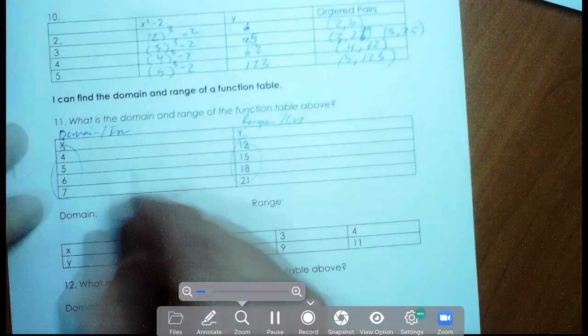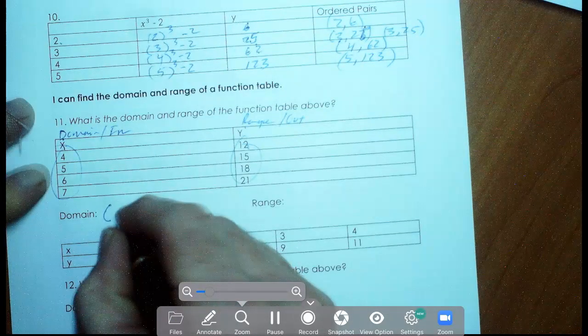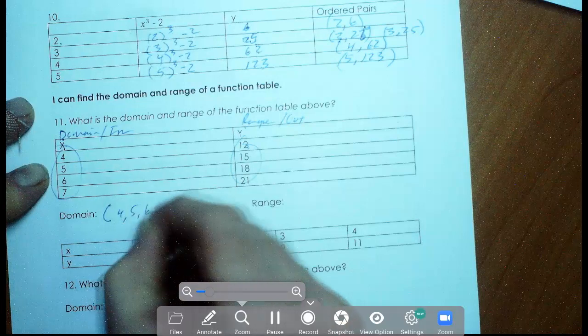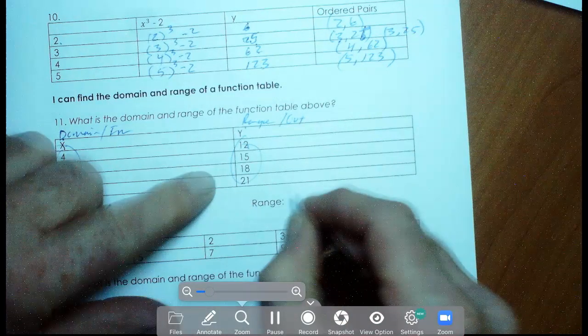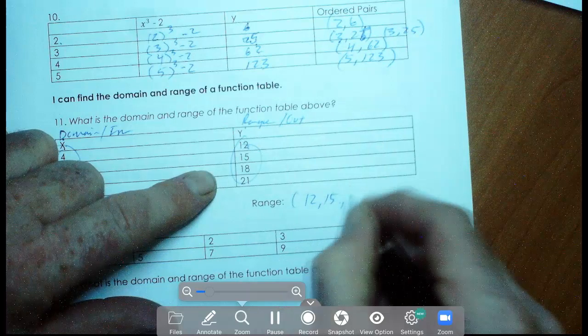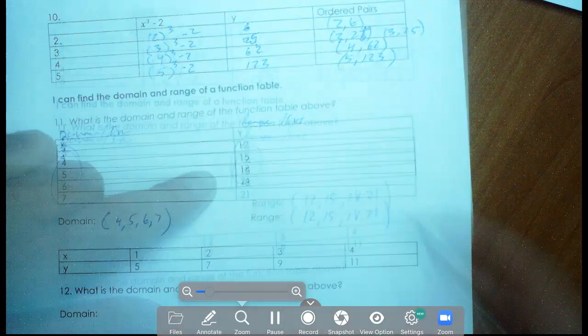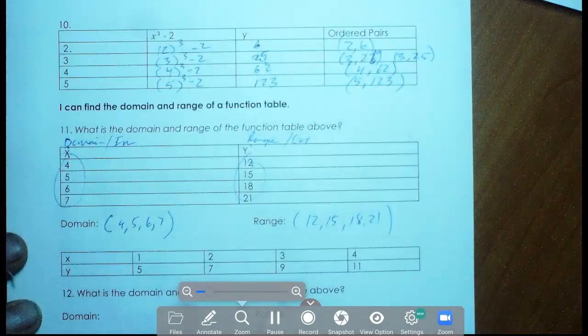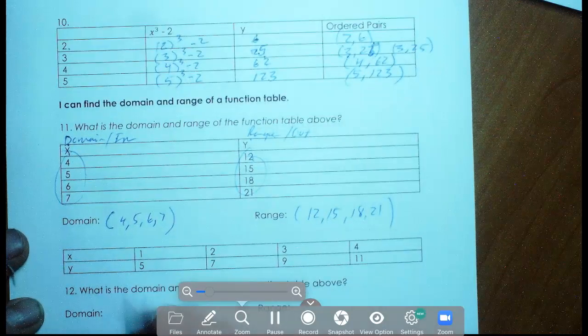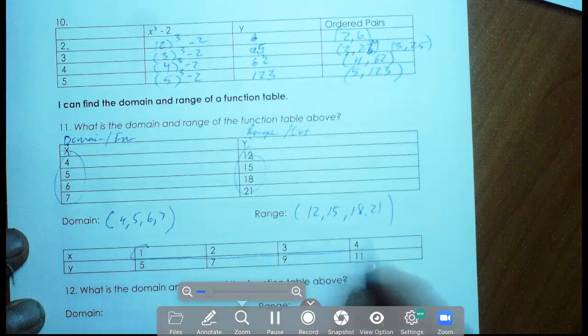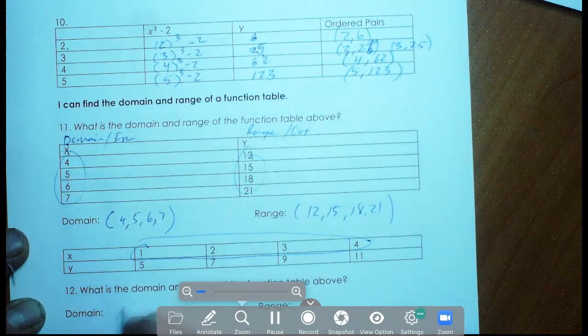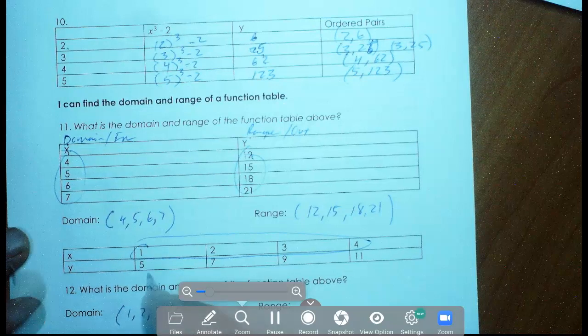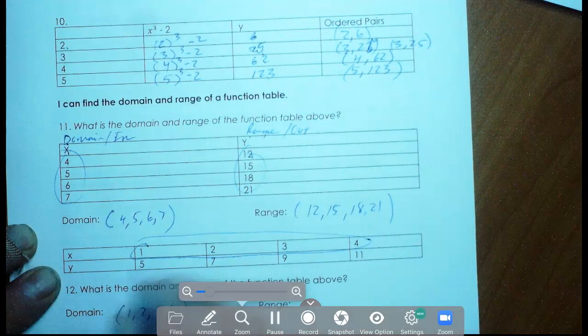So the domain, we should put these in brackets, are 4, 5, 6, and 7. The range, brackets, 12, 15, 18, and 21. Simple target, domain range. What is the domain range of this one here? Ooh, tricky. So here's the domain. Now they've run it horizontally. So the domain is 1, 2, 3, and 4. And the range is down here, 5, 7, 9, 11.